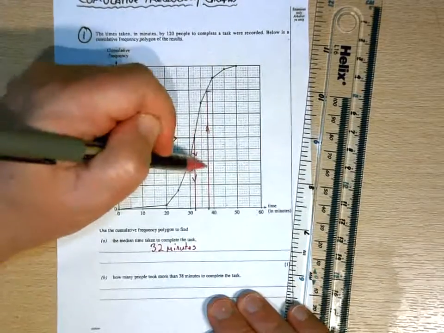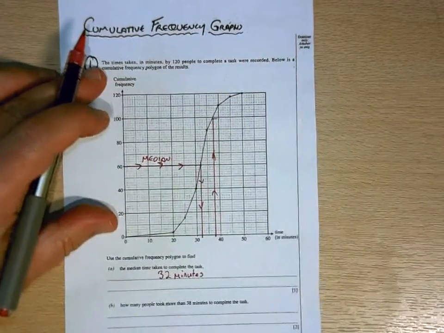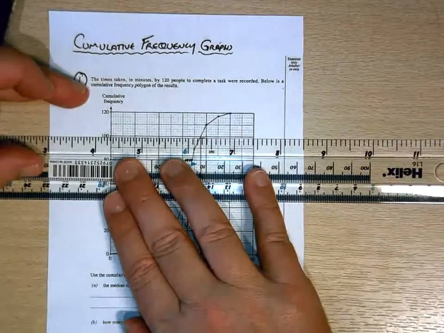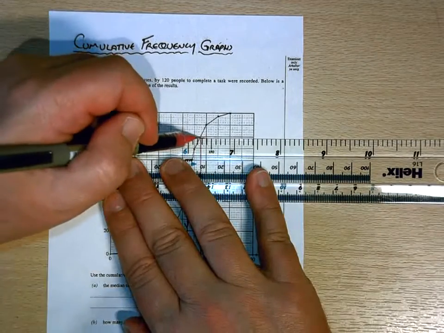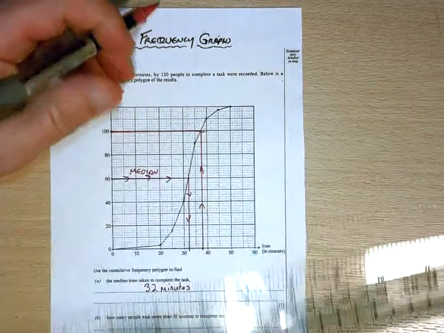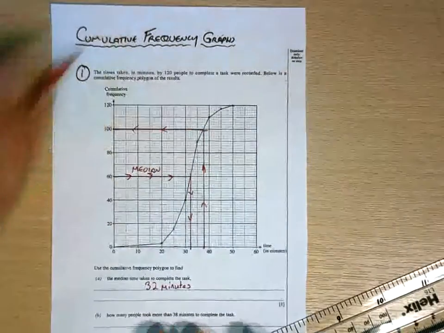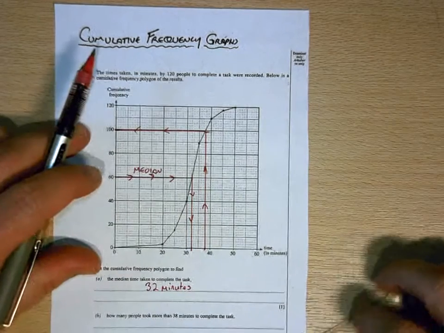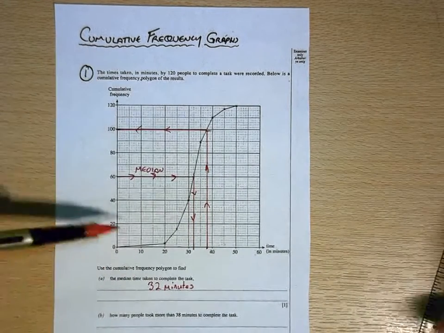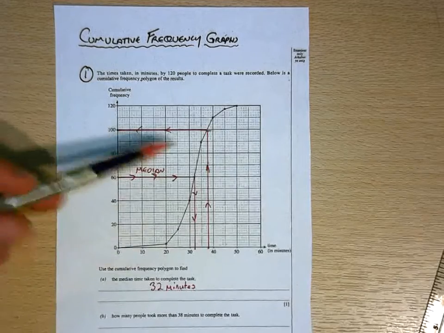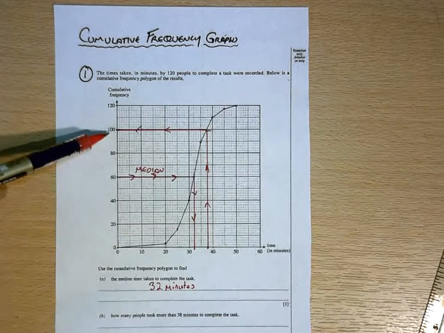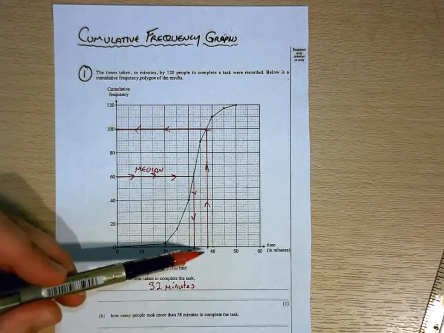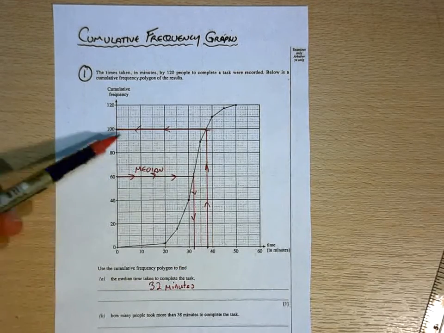So I've got arrows on now to show the examiner that I'm heading in that direction, and then across to there. So the value that I'm reading off the graph is 100. But the way that a cumulative frequency graph works is that represents the number of people that finished it in less than 38 minutes. Okay, it always reads less than.